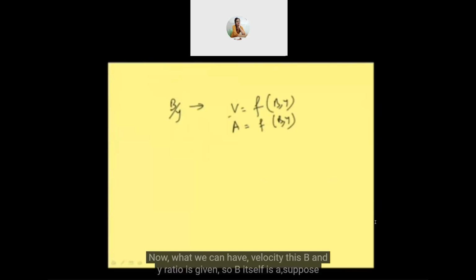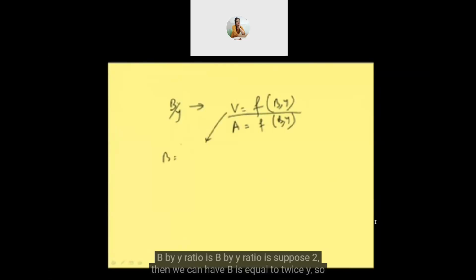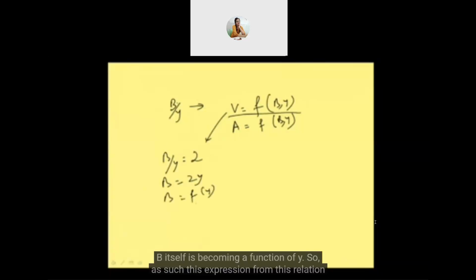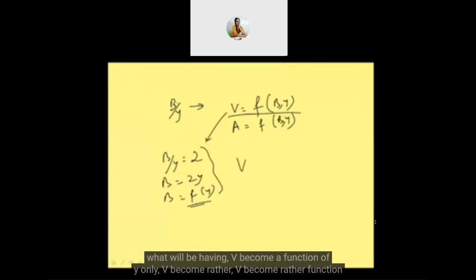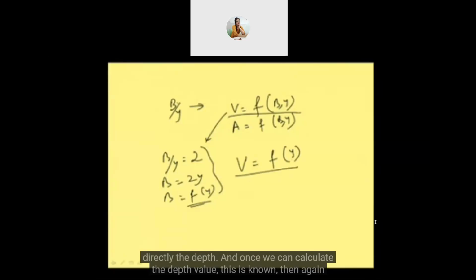Now what we can have, velocity, when B and Y ratio is given, suppose B by Y ratio is 2. Then we can have B equal to twice Y. So B itself is becoming a function of Y. So from this relation, B becomes a function of Y only, and V becomes a function of Y only, because B also is becoming a function of Y. And so from this expression, we can calculate directly the depth.